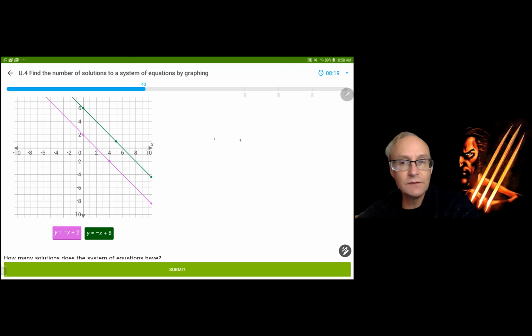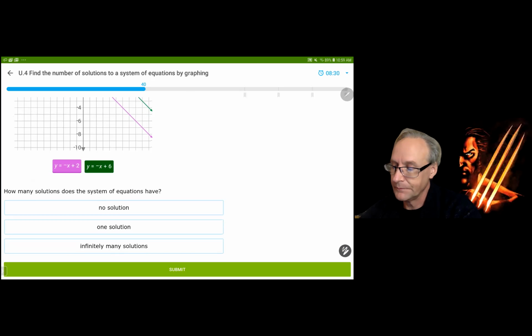And we say that these two lines are parallel. They never intersect. There are lots of solutions, but none of them are in common. So we say that there are no solutions.